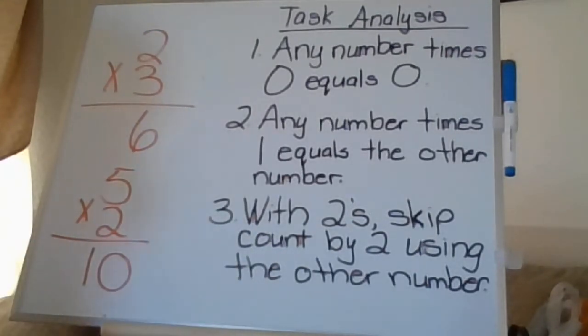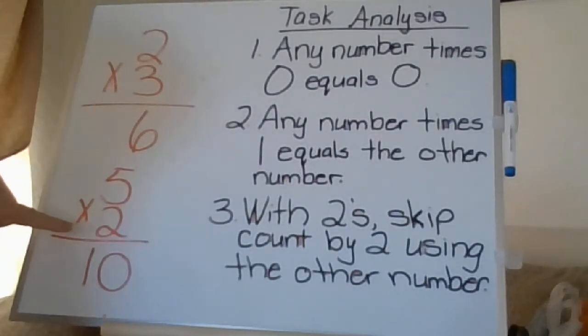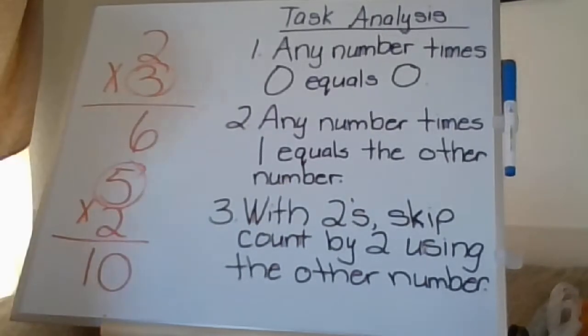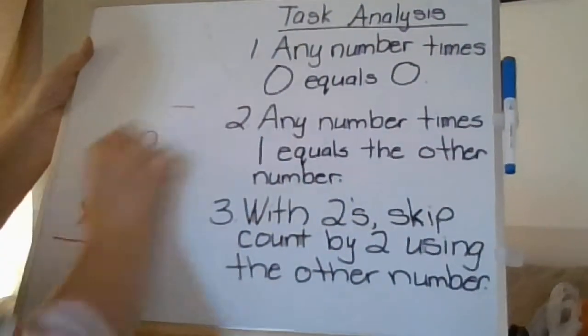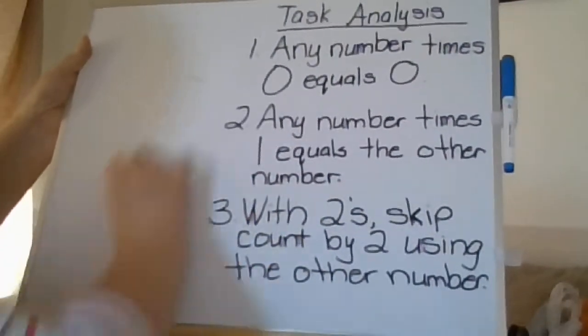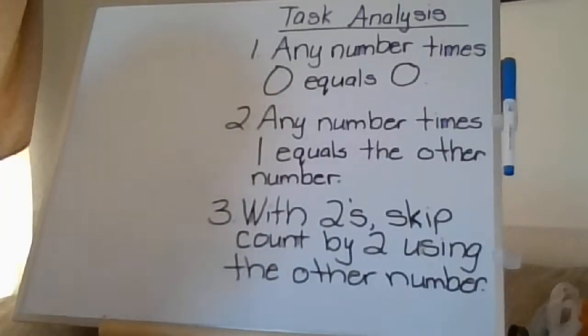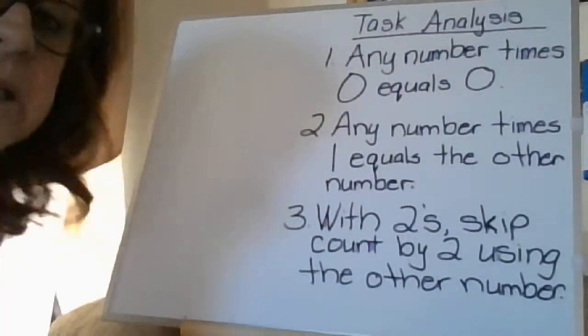Something else I want to show you. It doesn't matter if your 2 is on the top or on the bottom. You can still skip count by 2s by the other number. It doesn't matter if your 0 is on the top or on the bottom. Your answer will always be 0. It doesn't matter if your 1 is on the top or the bottom. Your answer will still be the other number.